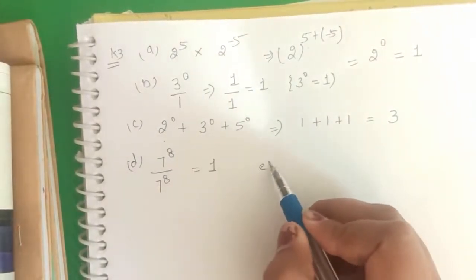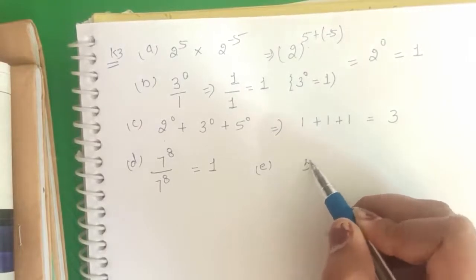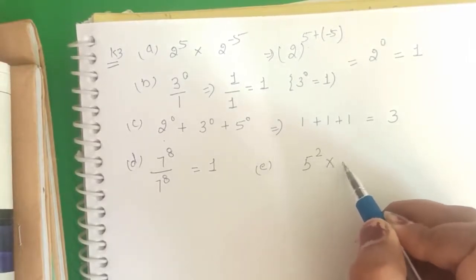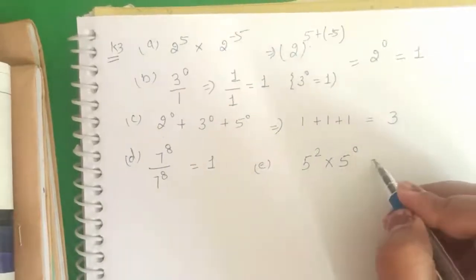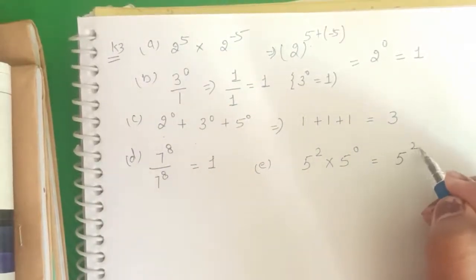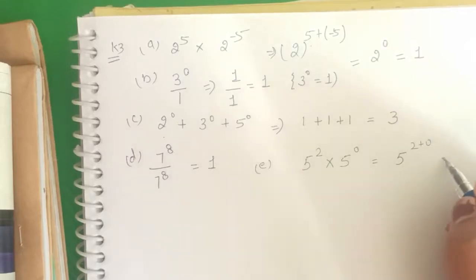Now E part. 5 to the power 2 multiply 5 to the power 0. Base is same, powers will be added, 2 plus 0. So it is equal to 5 to the power 2.